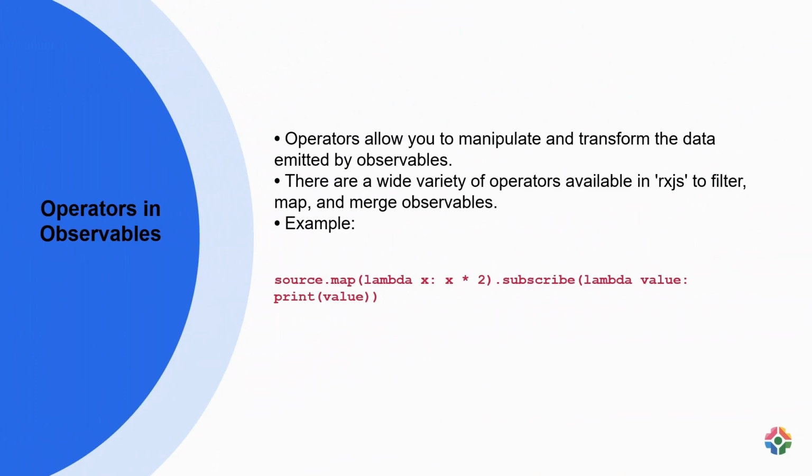Operators in rxjs are tools used to modify data emitted by observables. They offer capabilities to filter, map, and merge observables efficiently. For instance, in the provided example, the map operator multiplies each emitted value by 2 before passing it along, showcasing how operators can transform data streams. This functionality is crucial in scenarios where you need to alter the emitted values from observables to better suit specific requirements or computations. By employing a thoughtful selection and application of operators, developers can enhance the manipulation and processing of data streams in reactive programming with rxjs effectively.